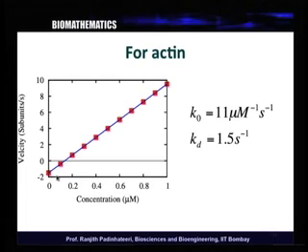So, it turns out that if you look at the point at which this line hits the y axis, which is called the y-intercept, k_d turns out to be 1.5 per second, and k_0, which is the slope of this line, is 11 per micromolar per second. So now you can easily look at this.